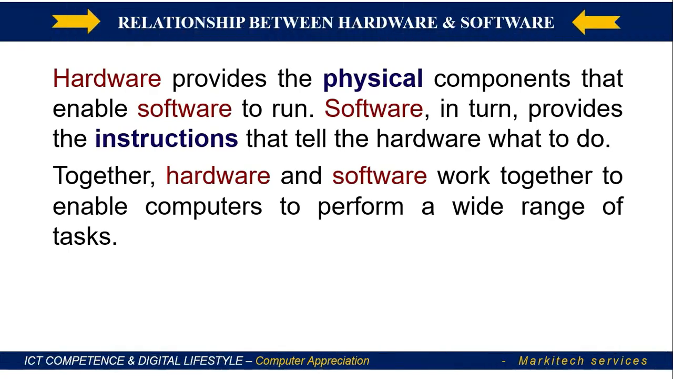Now we have the relationship between the hardware and the software. Hardware provides the physical components and enables software to run. Meanwhile, the software in turn provides the instructions that tell the hardware what to do. Together, hardware and software enable computers to perform a wide range of tasks. So in essence, the hardware is the physical part which we see, feel, and touch, while the software gives instructions to the hardware, and that is how they work hand in hand.